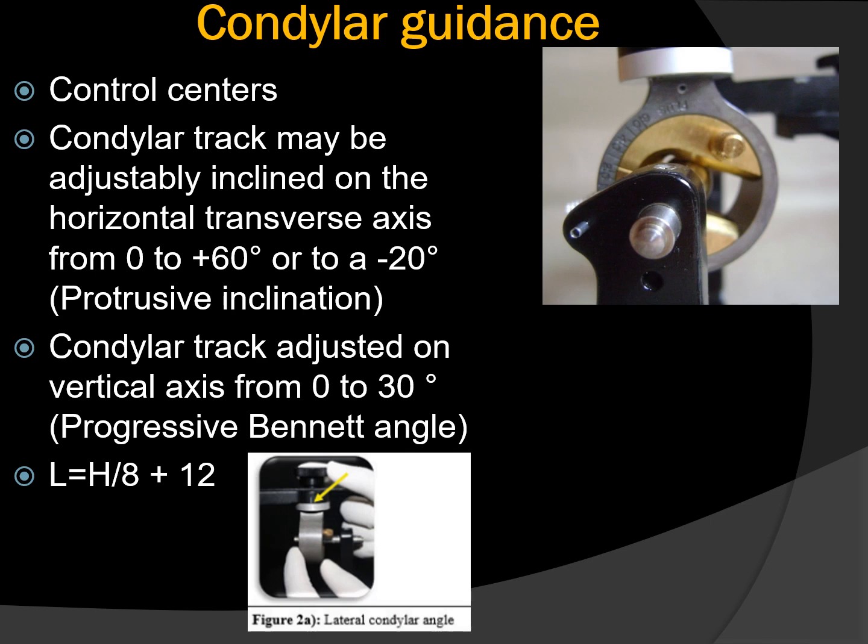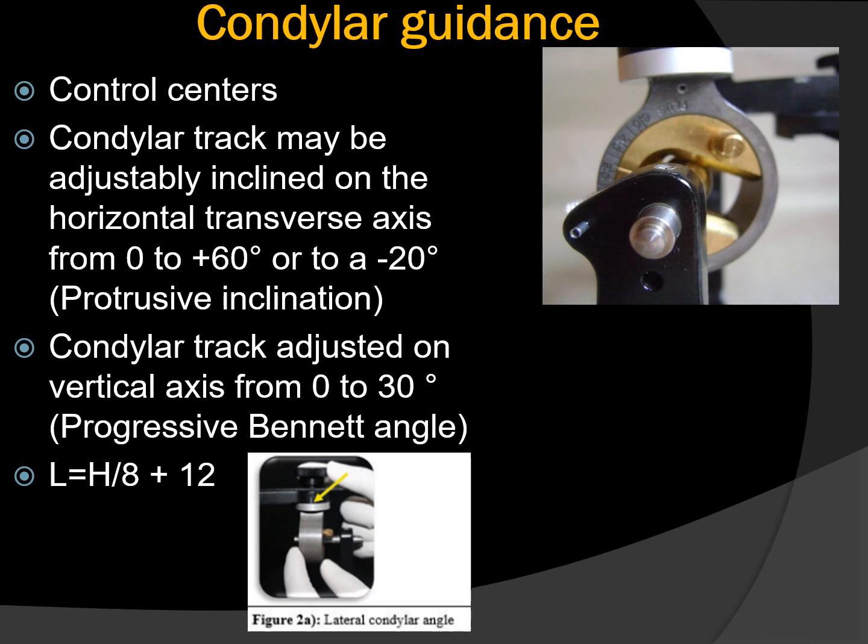One is the horizontal transverse axis. So this is the horizontal transverse axis. It can be adjusted on the vertical axis also. So on the horizontal transverse axis, it can be adjusted from 0 to plus 60 degrees or to minus 20 degrees. And this inclination is termed the protrusive inclination, and it simulates the patient's superior wall of the fossa. So the protrusive calibration you can see over here, that is from 0 to plus 60 and to minus 20 degrees.